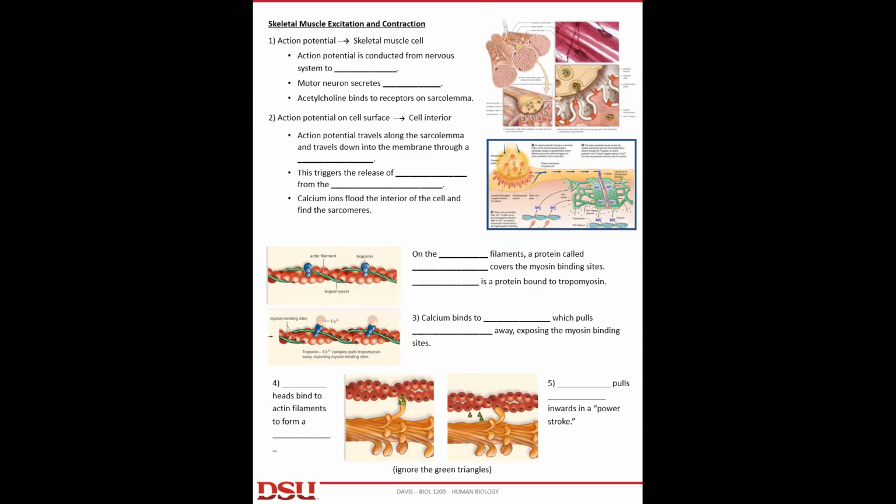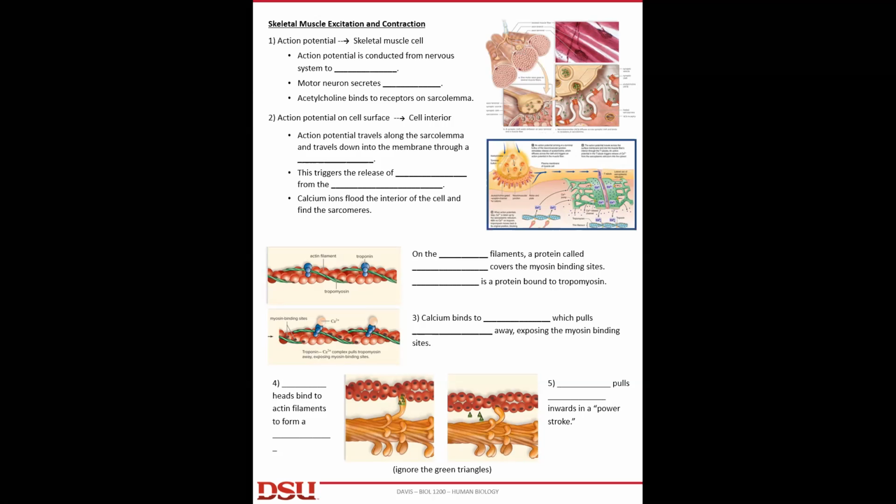Here we go. All right, so we have our action potential, our signal that says our brain is telling us that we need to do something. That action potential is conducted, again, from the nervous system to a motor neuron. The motor neuron secretes something called acetylcholine. The acetylcholine binds to receptors on the sarcolemma, which is the muscle cell membrane, okay?